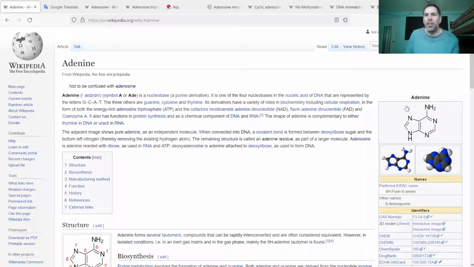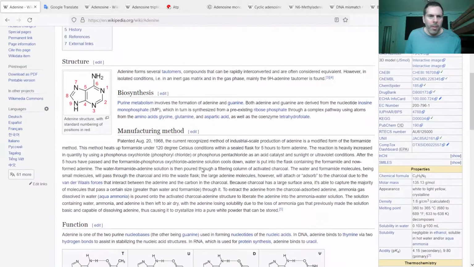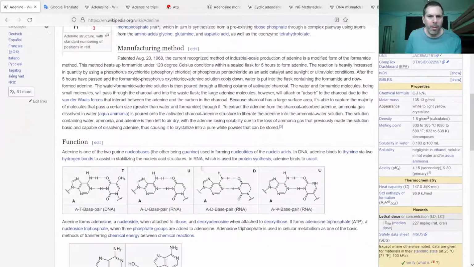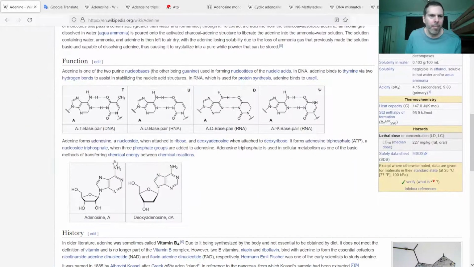Adenine is the only nucleobase that does not have a carbonyl group on it, so there's no double bond to an oxygen on the base here. You can see that it forms two hydrogen bonds with its complementary nucleotide.